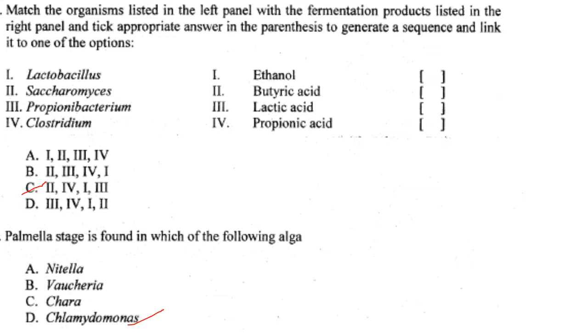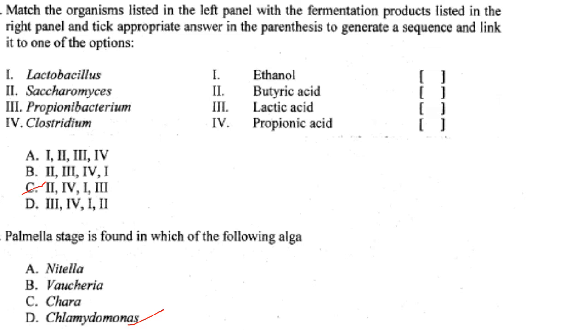So coming to the next question, match the organism listed in the left panel with the fermentation product listed in the right panel and tick the appropriate answer in the parenthesis to generate a sequence and link it to one of the options. So we have to choose, similar to match the following but with a slight difference. So ethanol. Ethanol is for Saccharomyces, so you have to put 2 here. So first is 2. Then butyric acid. Butyric acid is Clostridium, so 4. So 2, 4.